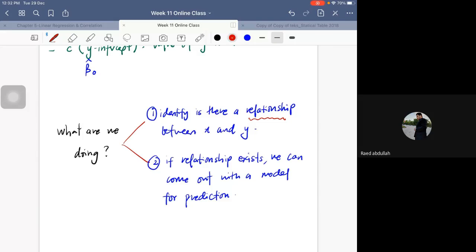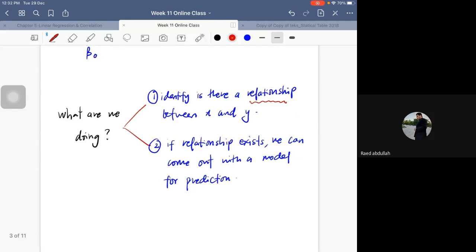And as I mentioned just now, if the relationship actually exists, we can come up with a model. What is the purpose of having the model? We are going to use the model for prediction. The model is going to be in terms of x and y. So if we have the value of x, we can find the value of y. And if we have the value of y, we can find the value of x, and so on. It's going to be vice versa. That is the importance of the model.